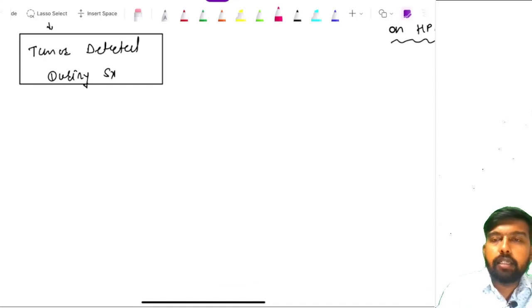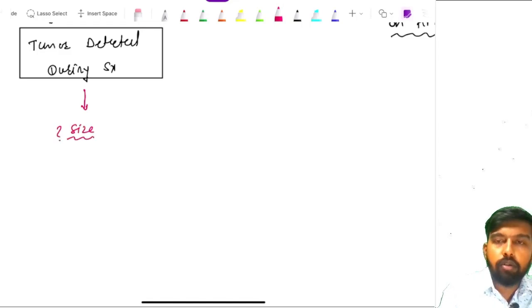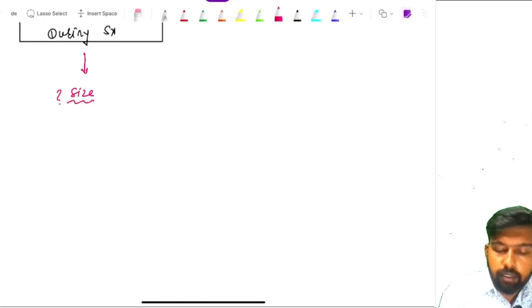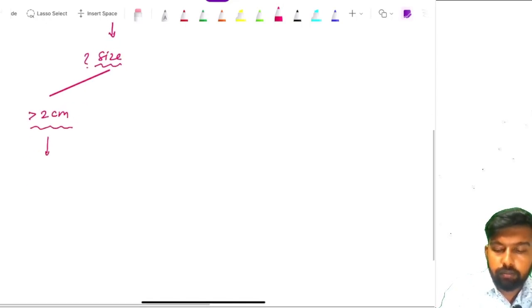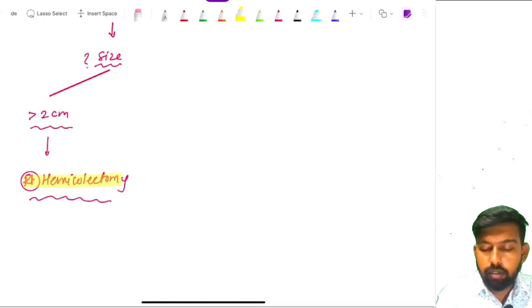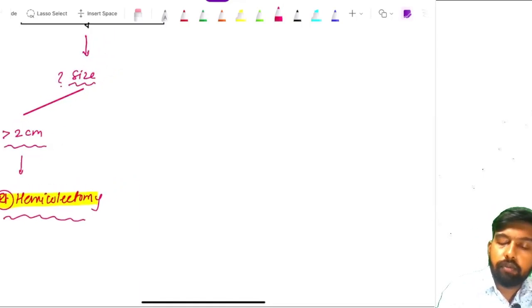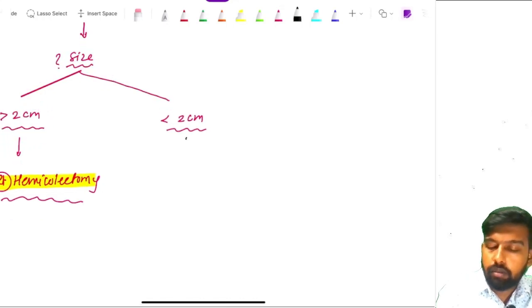If the tumor is detected during the surgery, the first thing you should know about the tumor is the size of the tumor. If the size of the tumor is more than 2 centimeter, then we should do the right hemicolectomy. But if the size of the tumor is less than 2 centimeter, then we should know about the status of the base or the status of the mesoappendix.